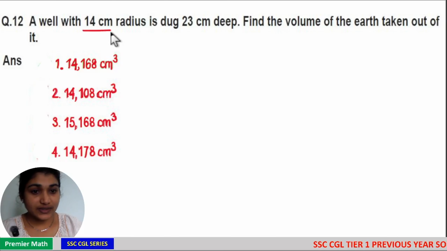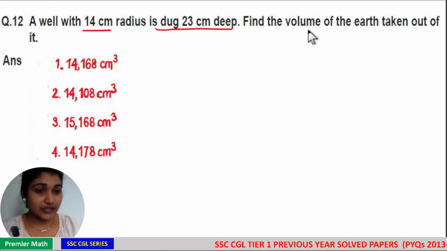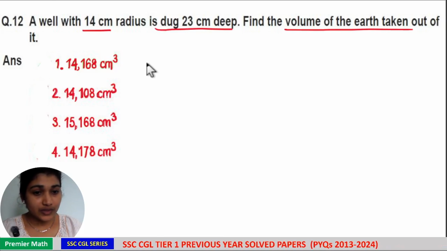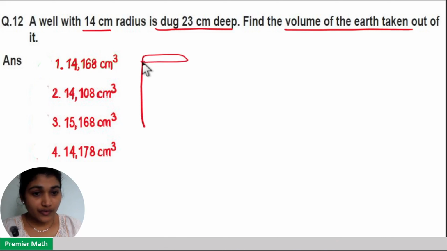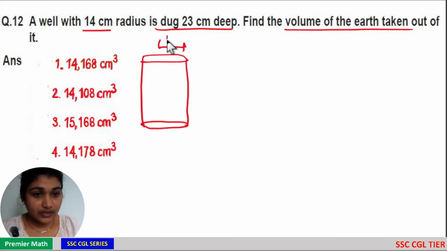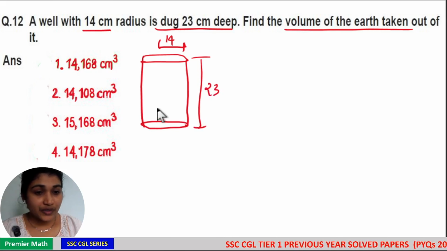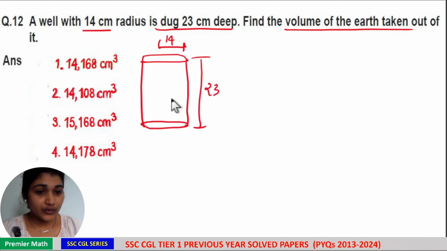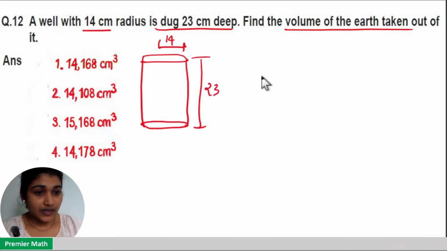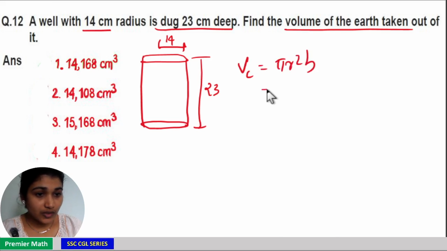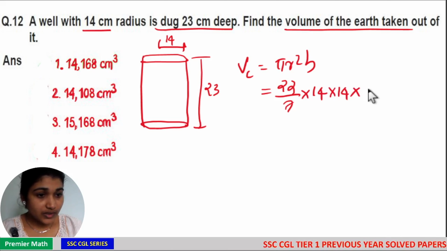A well with 14 centimeter radius is dug 23 centimeter deep. Find the volume of earth taken out of it. Here, this is the well, and radius of this well is 14 centimeter and depth is 23 centimeter. Now, volume of the soil taken out is equal to the volume of this cylinder, which is equal to pi r square h. If you substitute the value 22 by 7 into r square is equal to 14 square into h is 23.